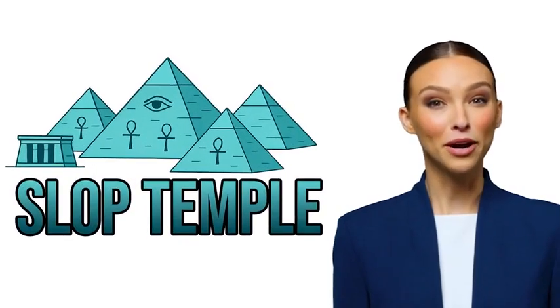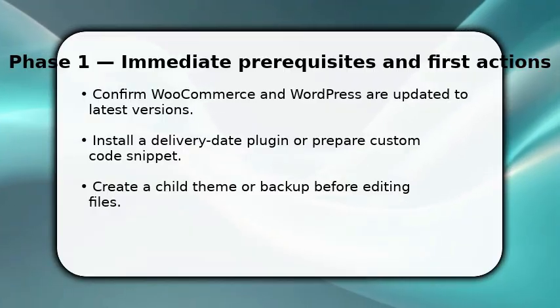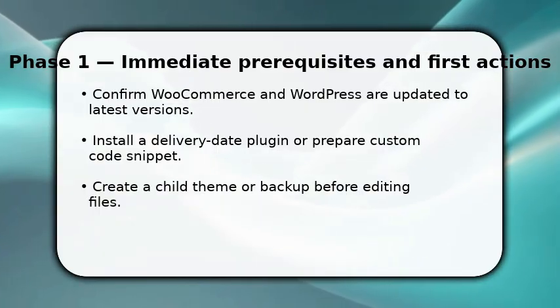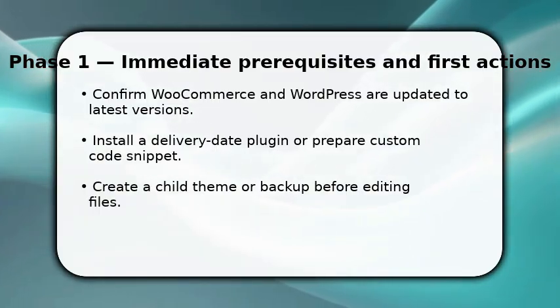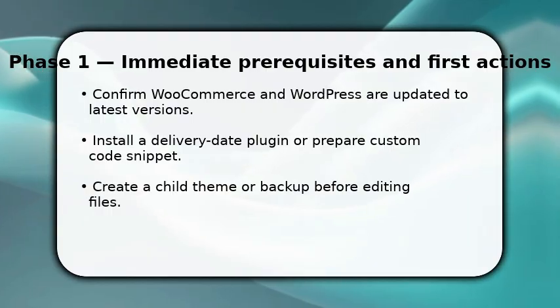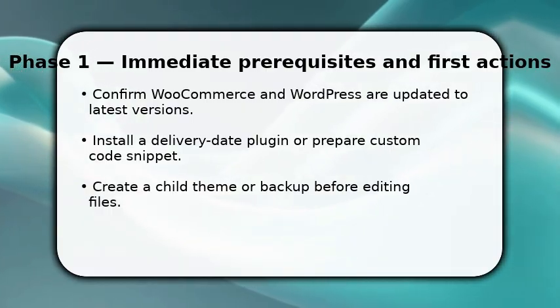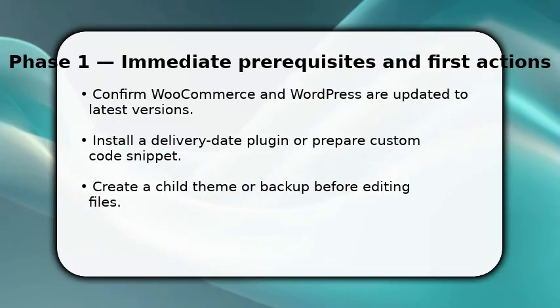We pray this video helps. You start by confirming prerequisites, update WordPress and WooCommerce, and back up your site. Once done, install a delivery date plugin or prepare your custom code snippet. This gives you a UI or filter hooks.